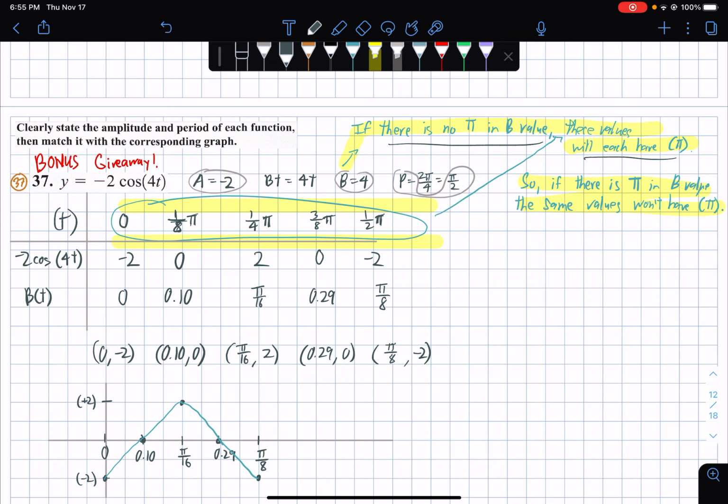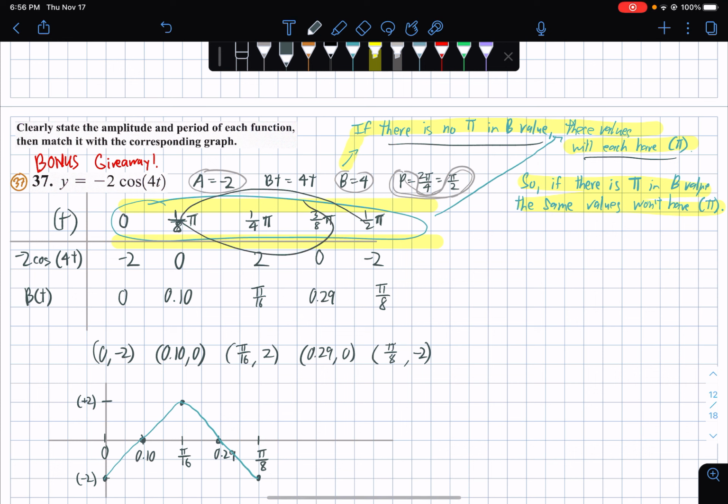So that's one good observation. And of course, the reason behind that idea is that it's all because of the period. Because there is no pi in the b variable, if you divide 2 pi by b, then the pi won't be cancelled. So for instance here, if b is equal to 4, 2 pi divided by 4 is just pi over 2. So starting from pi over 2, it's this one.